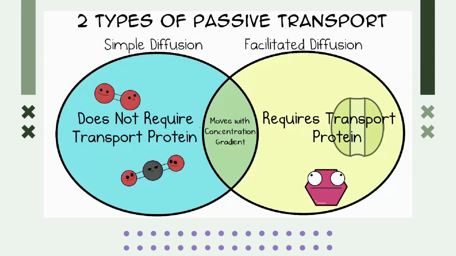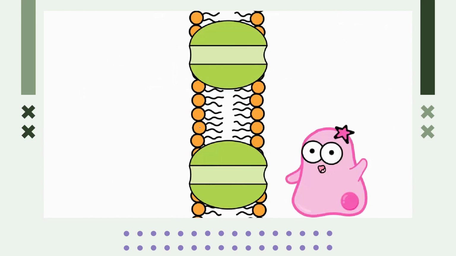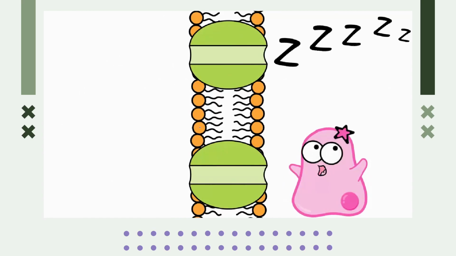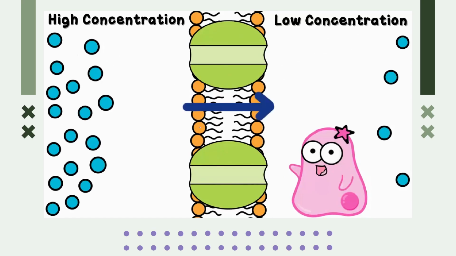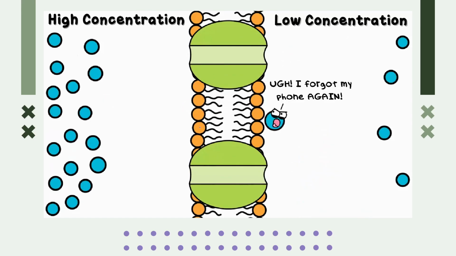So these are all examples of facilitated diffusion, which is a type of passive transport and moves with the concentration gradient of high to low concentration. Now all the transport we've mentioned has been passive in nature. That means it's going from high concentration to low concentration. But what if you want to go the other way?